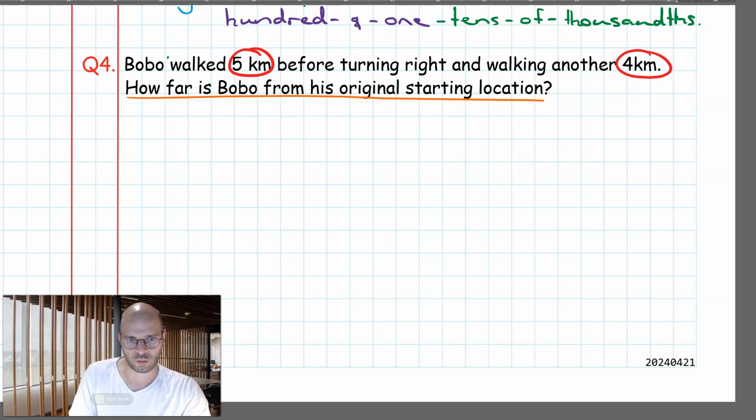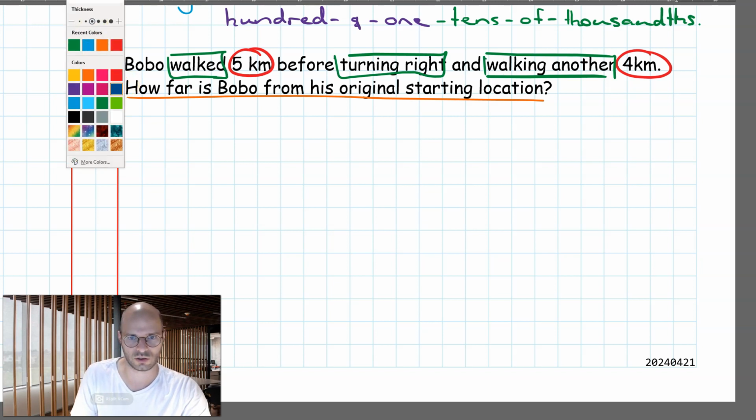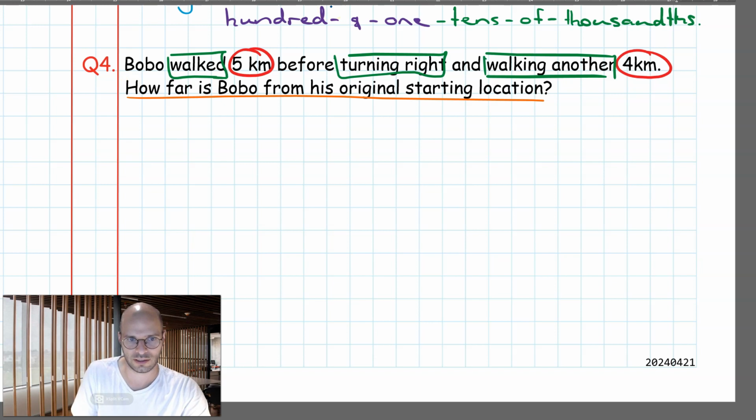So Bobo walked, turning right, walking another, and that's all of it. And then finally, for working on this, we need to strike out all the stuff we don't need. So we don't need Bobo, we don't need before, and we don't need and. So if we read this again based on what we have: walked 5 kilometers, turning right, walking another 4 kilometers.